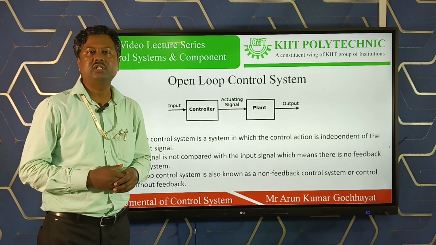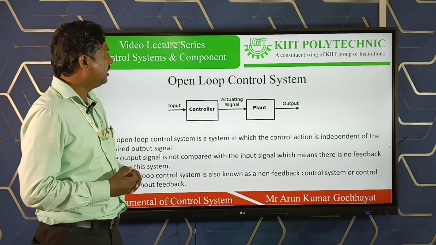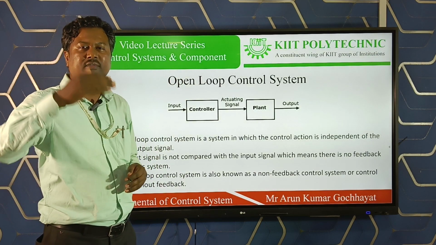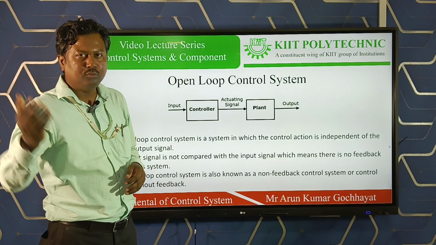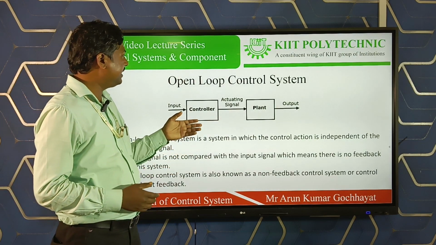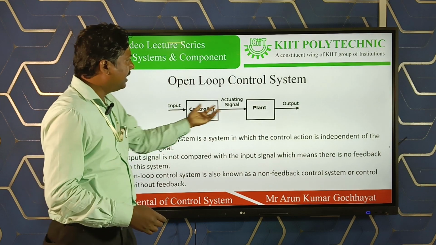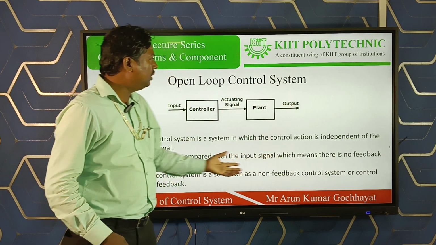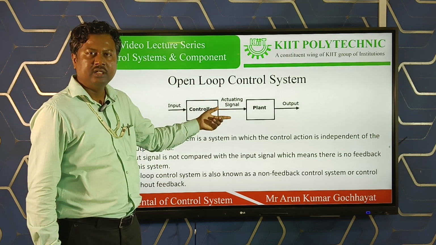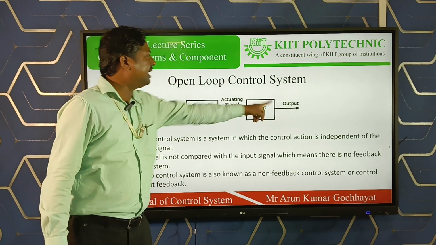Next, let us discuss the open loop control system. As I have just told you, an open loop control system is a system where you cannot find a feedback path from the output side to the input side. Here you only have a plant or a process that is controlled by a controller, and the output can only be changed when the input or actuator signal changes. That means no feedback path is there, so we cannot change the input as per the output.